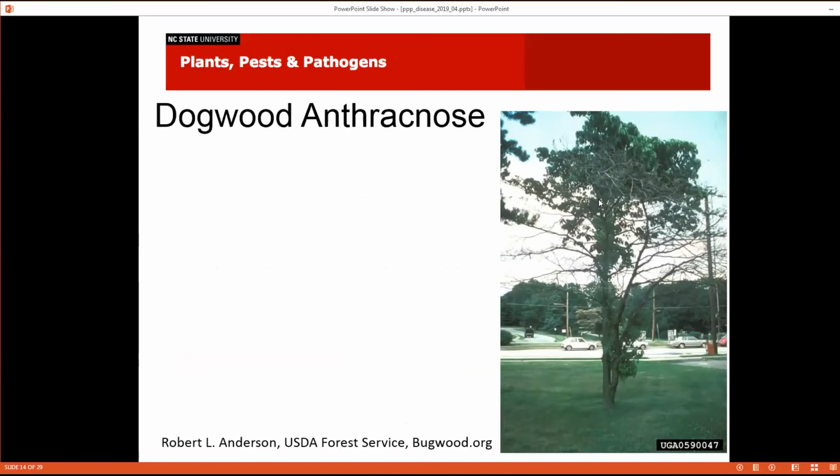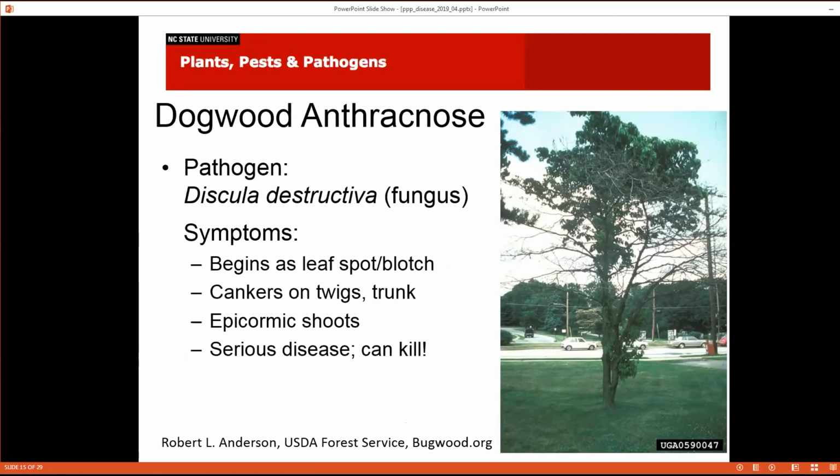Now let's compare this to dogwood anthracnose, which is also caused by a fungus, but called Discula destructiva, so a different critter. It begins as a leaf spot or blotch, but those will have the capability of expanding. So they can get larger, it can move down into the twigs and even into the trunk, where it can cause a canker. And the tree will often produce a lot of epicormic shoots, another symptom that you can look for. This disease is quite serious. It can actually kill the tree. It's not just cosmetic like the spot anthracnose. And it's worse in forest situations.